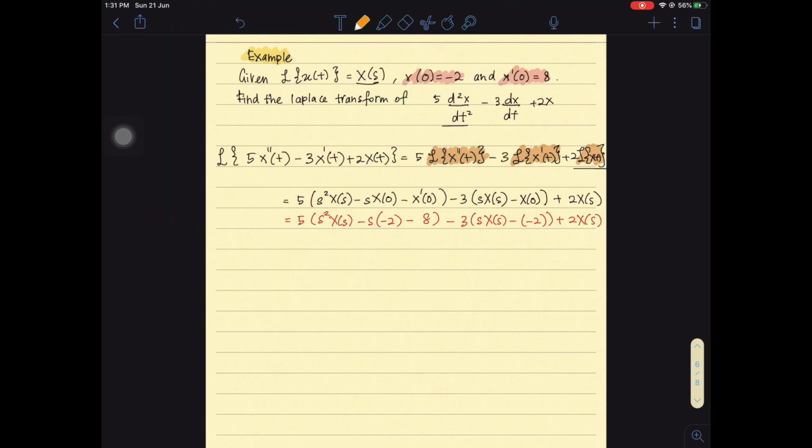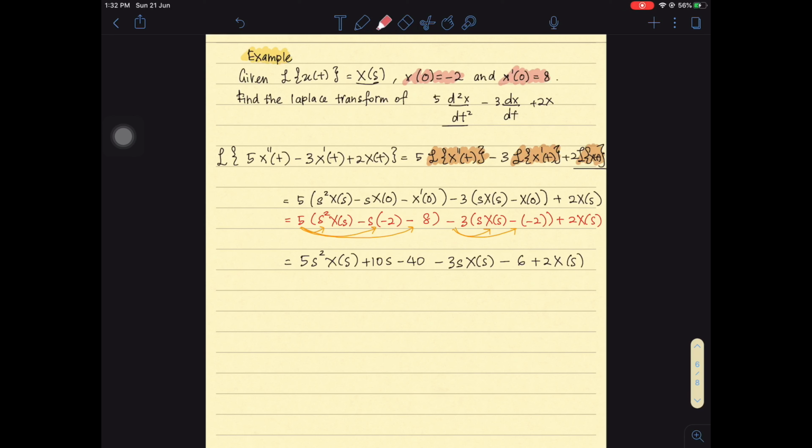Here we multiply this one, also this one, and this one is also multiplied by this one. Negative 3 here times s X(s), and times positive 2 here. So what you will get in your equation is 5s squared X(s), minus times minus is plus, 2 times 5 is plus 10s. Minus 8 times 5 is minus 40. So you have minus 3s X(s) here. Plus minus is minus again with 6, plus 2 X(s).